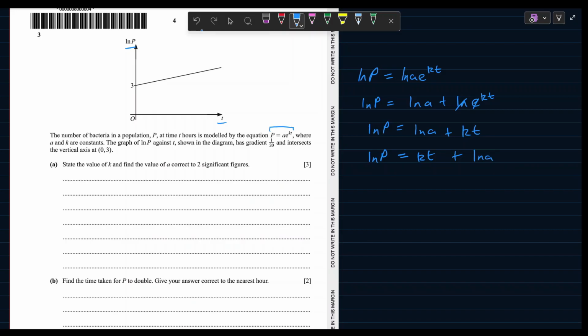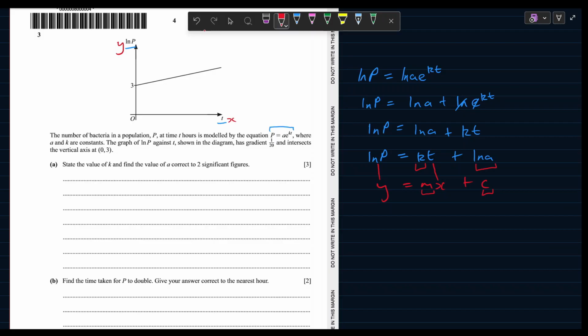All right, and notice how this resembles the equation of a straight line, y is equal to mx plus c. On your y-axis, you've got ln P. That's going to be your y. On your x-axis, you've got t. So it means your ln P is your y, and then your t is your x. So therefore, k must be the gradient of this line, m, and then ln A must be the y-intercept.